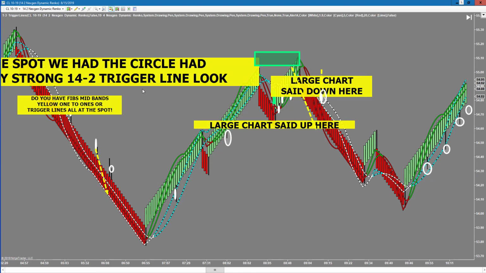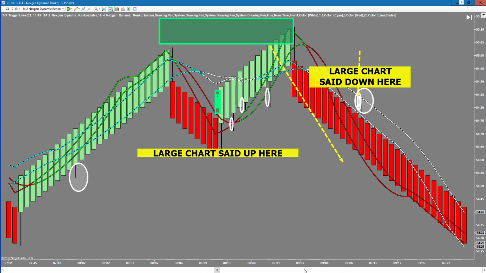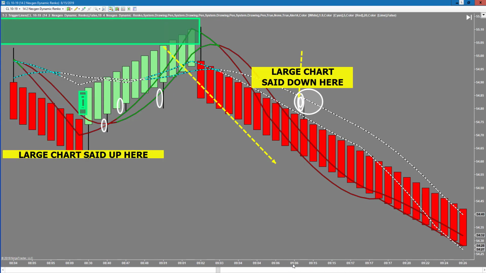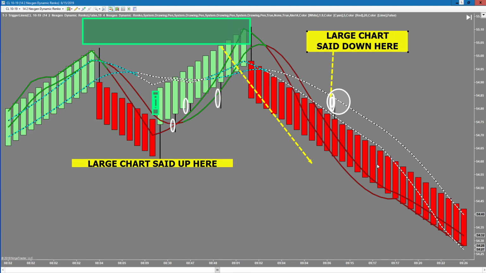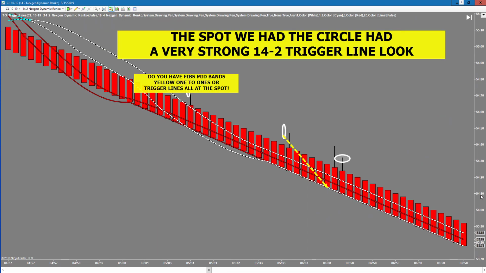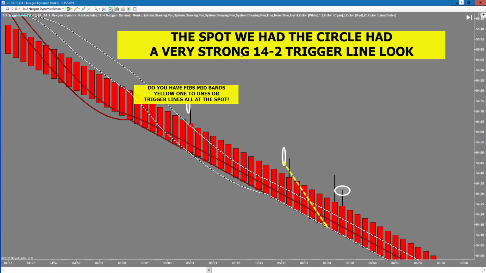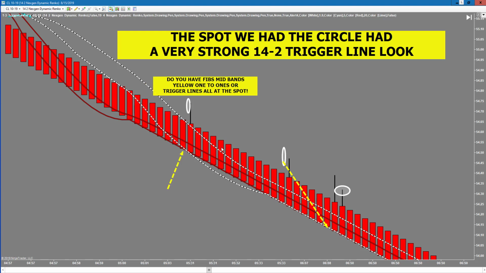So here you go. Circles, Hillman. These circles, I've already written it on here, guys. These circles represent the spot where we had a strong 14-2 trigger line look and a tail. So anytime you had strong triggers and a tail, I drew a circle. Easy enough, Hillman? Strong triggers and a tail, circle.